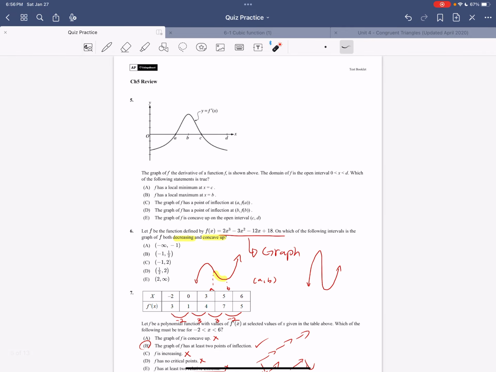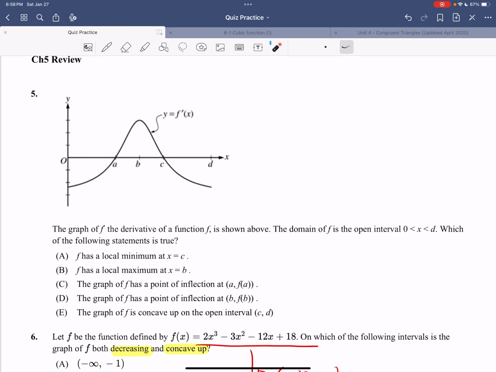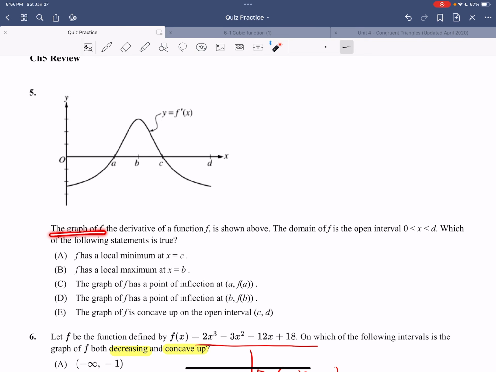Now let's try question number 5. This one is another fun question, I think. Let's see. Actually, I haven't even read it. So here, the graph of f prime, so that's the first derivative, is shown above. The domain of f is open from 0 to d, so here to here. Which of the following must be true?